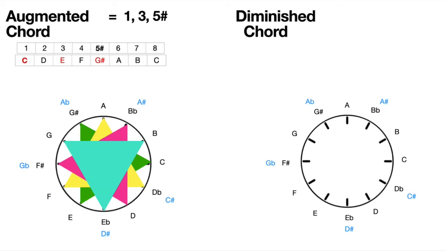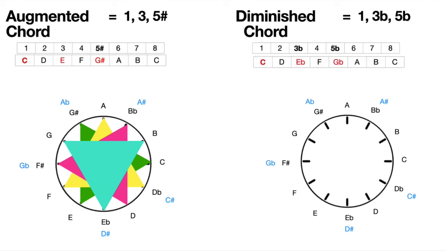Diminished chords, they also seem a bit tricky. The basic formula for them is a flattened third and a flattened fifth. So for a 3-note chord, a C diminished would be C, E flat, and G flat, which would look like this. But the most common diminished chord is actually a diminished seventh.